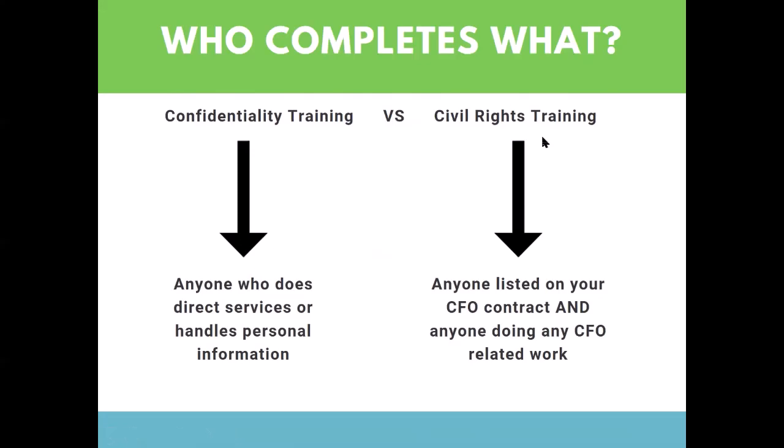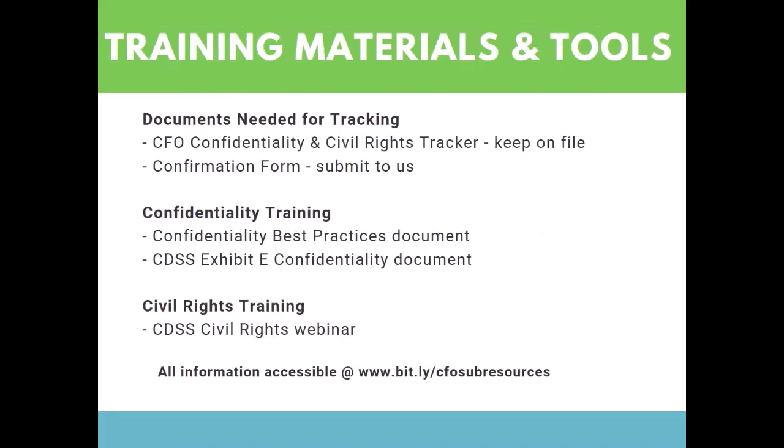Now the civil rights training, that one is a little bit more broad, and that one needs to be completed by anyone that is listed on your CFO contract. So in your budget, if there are names on that budget, then they really need to complete the civil rights training, as well as anyone that's doing any sort of CFO related work, whether it's direct services or background services, that does need to be completed by anyone that's doing that CFO work. Okay, next slide.